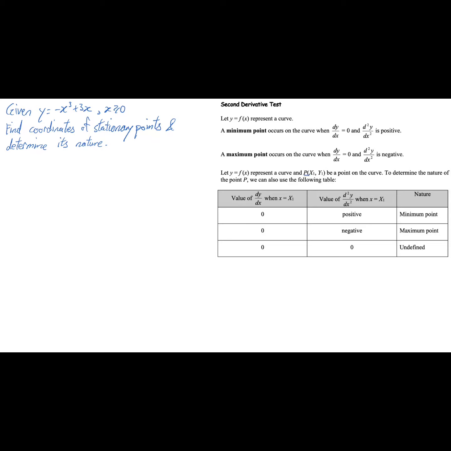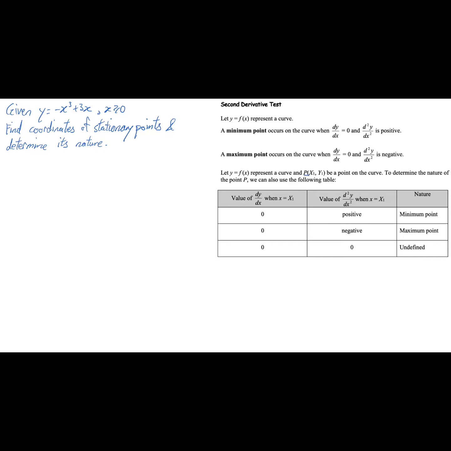Okay, students, in this video I'm going to show you the second derivative test. The question y equals negative x cubed plus 3x is exactly the same function that we used previously for the first derivative test. So the question remains the same. We are tasked to find the coordinates of the stationary points and determine its nature.